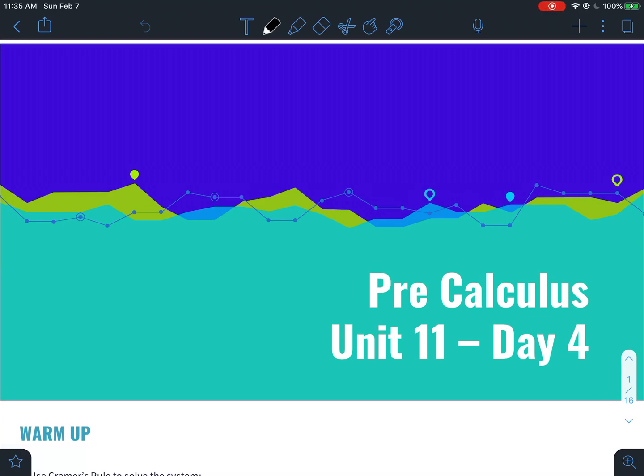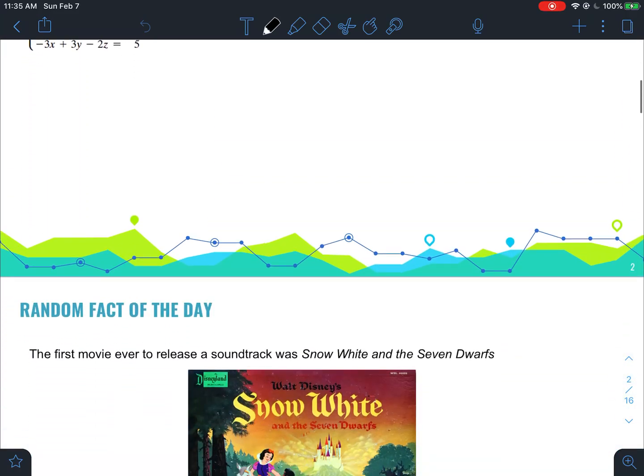These are your notes for Unit 11, Day 4 of Pre-Calculus. If you would like to see your warm-up, review question, or any homework questions we covered in class, just look at the finished notes.